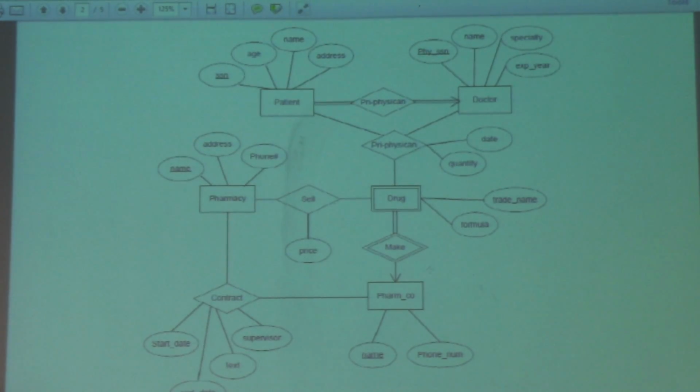This relationship, do you need a table for this? No. Why? It has no attributes and also it's a weak relationship. So you don't need a table for this one. For pharmacy company, a table, it's an entity. And contract, table required.